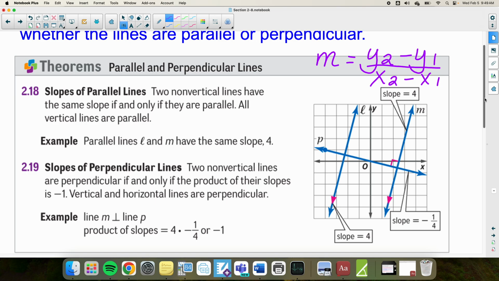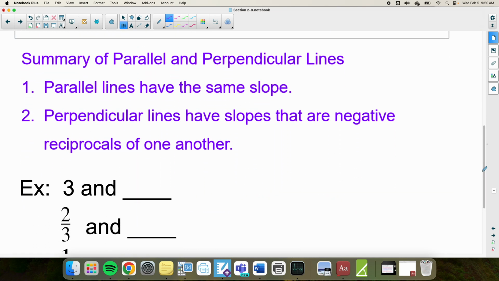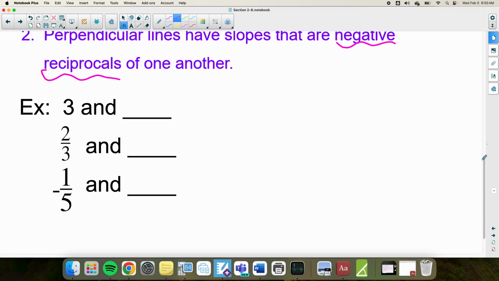Do you guys all know perpendicular lines meet at a right angle? Does everybody know that? Okay, parallel lines are these two. M and P are perpendicular. And when you have perpendicular lines, they are either negative reciprocals or opposite reciprocals. So if one was 3, that's really 3 over 1. What would the opposite reciprocal be? 1 over 3. And then because this is positive, this one would have to be negative. Okay? So one's always negative.